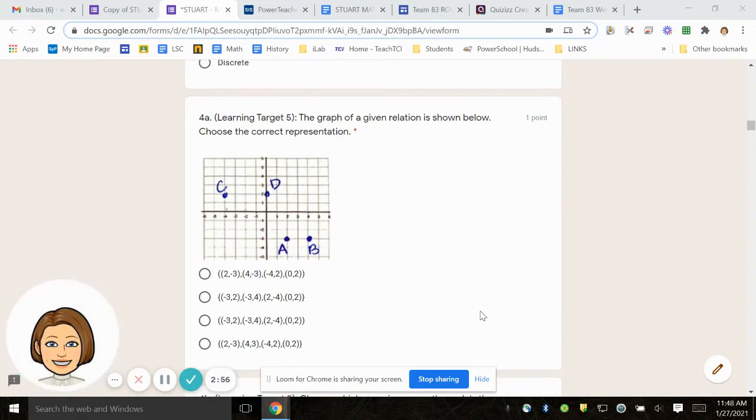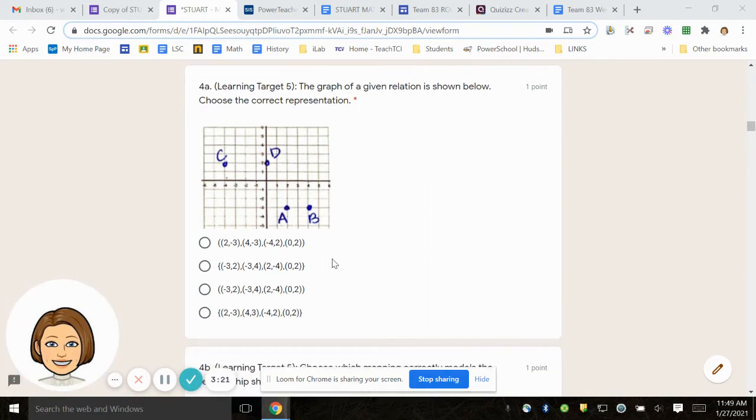Number 4A, you have to identify the relation. I will give you the ordered pairs for each of these points. A is (2, -3). B is (4, -3). C is (-4, 2). And D is (0, 2). Which of these 4 options represents this graph as a relation?